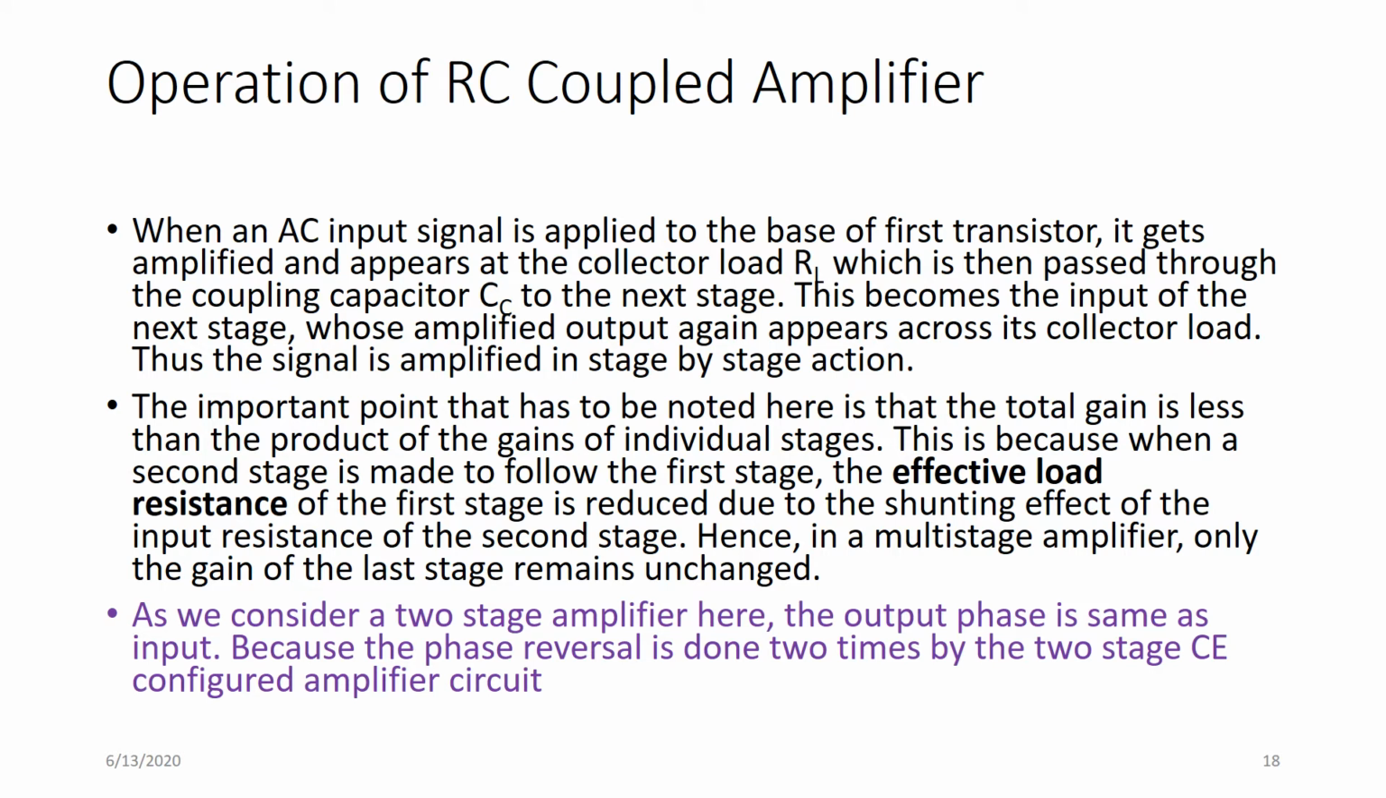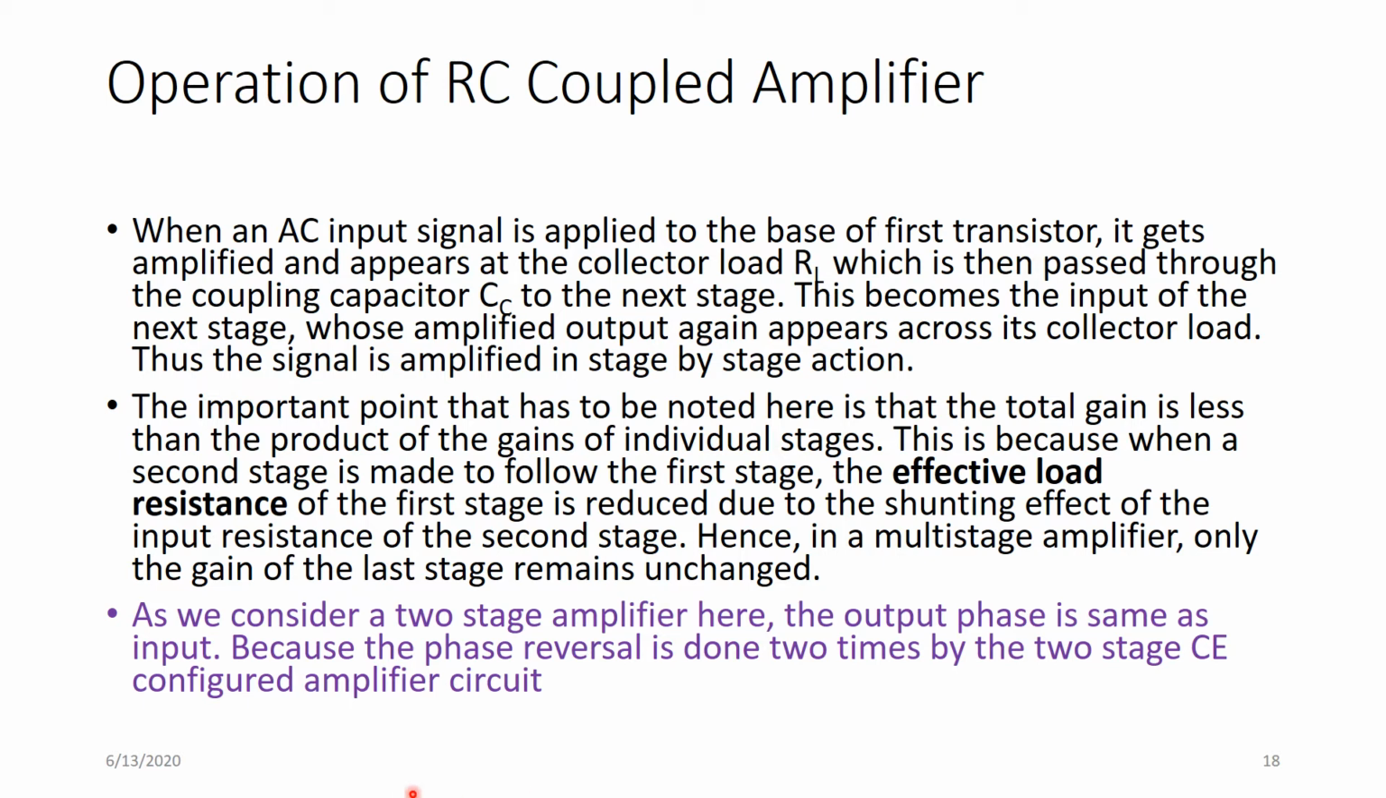Operation of an RC coupled amplifier: when an AC signal is applied to the base of the first transistor, it gets amplified and appears at the output across the load, which is then passed through the coupling capacitor to the next stage. This becomes the input of the next stage, whose amplified output appears across its collector load. Thus the signal is amplified stage by stage.